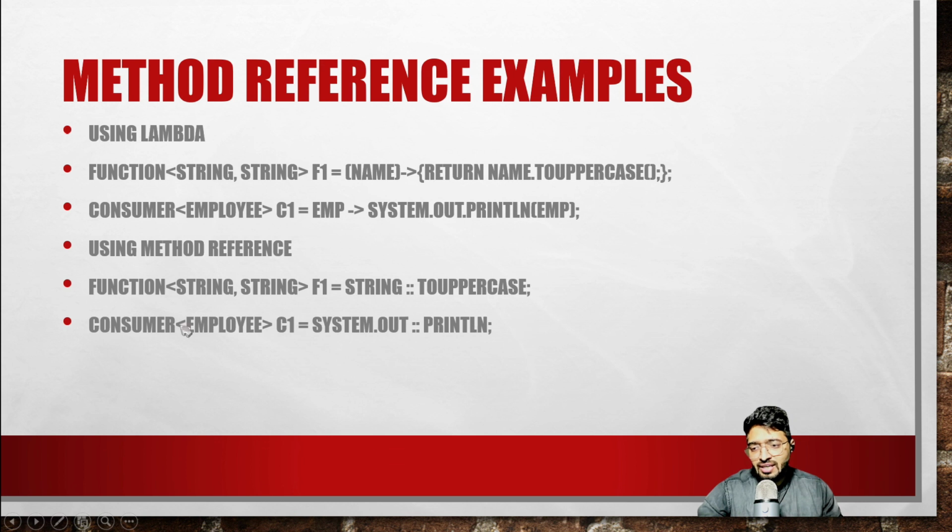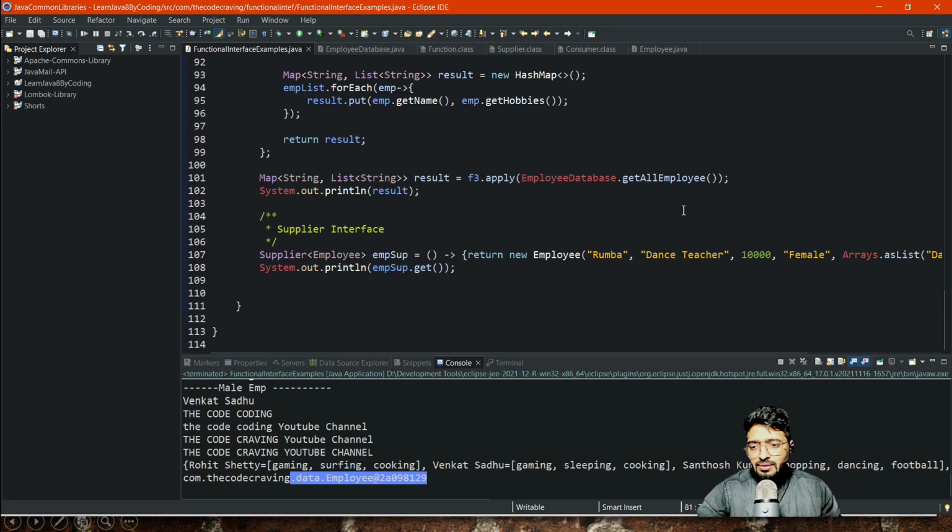Now let's see the second example, the Consumer of Employee, where we are directly printing it. We use System.out, the double colon operator and println. In the lambda expression, we had to write the lambda with employee, then System.out.println and the employee. But here you can directly use the method reference with println, and it will print out the consumed employee. So quickly let's move to the Eclipse part and we will see all the examples there. For this, I will create a new class.